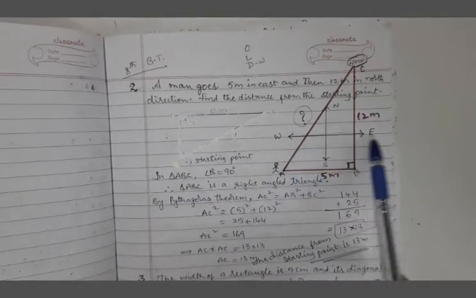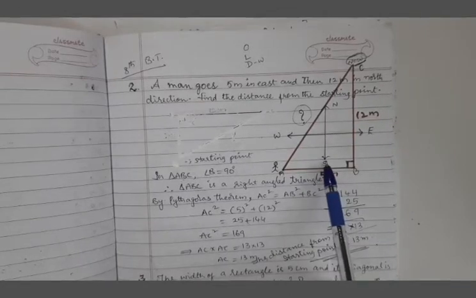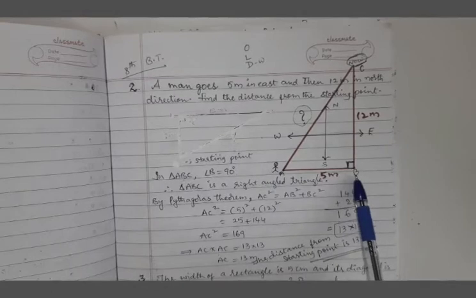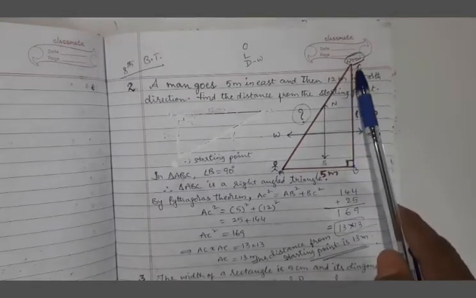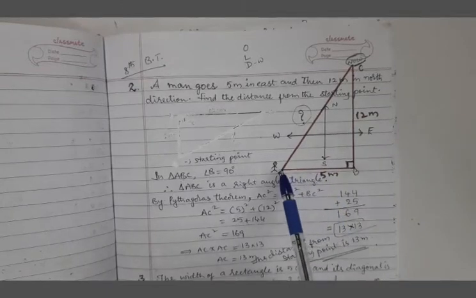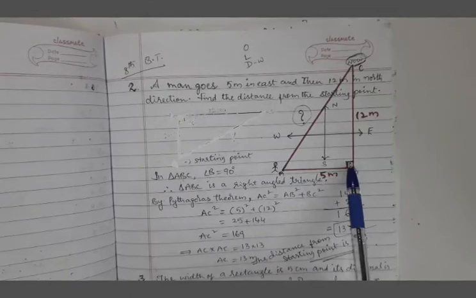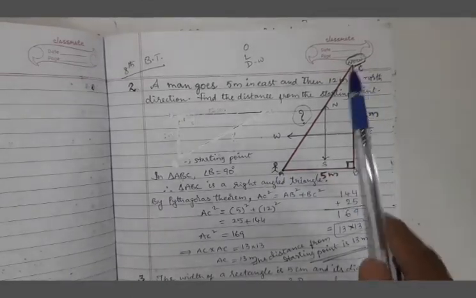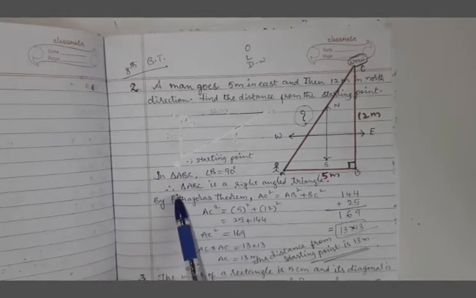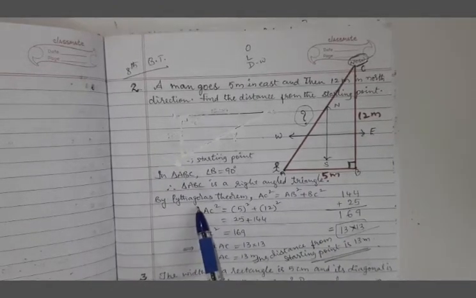So, east, west, north, south. Draw the directions. Then start somewhere, moving towards east, then towards north. Okay, so connect the starting point and ending point. Observe a right angle. This entire figure ABC is a right angled triangle with angle B 90 degrees. So we can apply Pythagoras theorem.